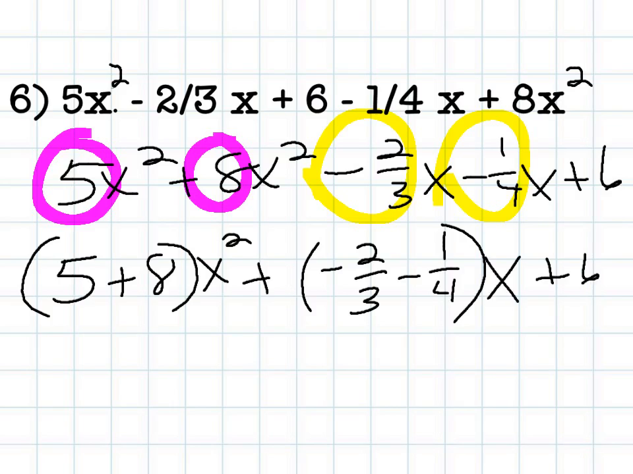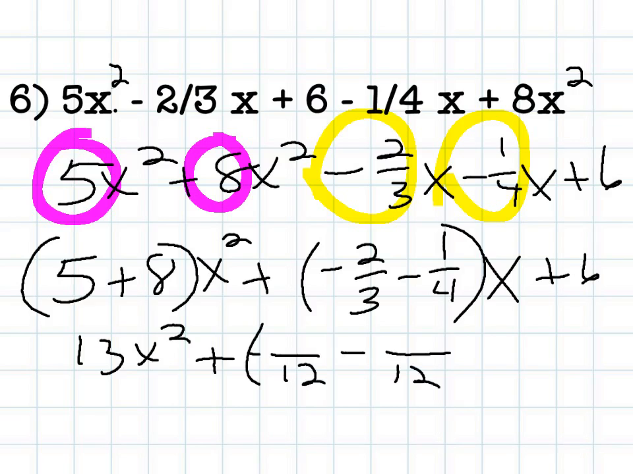And now you can solve it. The first part is easy. 5 plus 8 is 13x squared. Remember, on the next part, we have two negatives, which means the signs are the same. When the signs are the same, you add. But before you can add, you have to find a common denominator. What denominator would you use for 3 and 4? The answer is 12. So now you have negatives for both of them. 3 goes into 12 4 times. 4 times 2 is 8. 4 goes into 12 3 times. 3 times 1 is 3. And now you can combine them together.